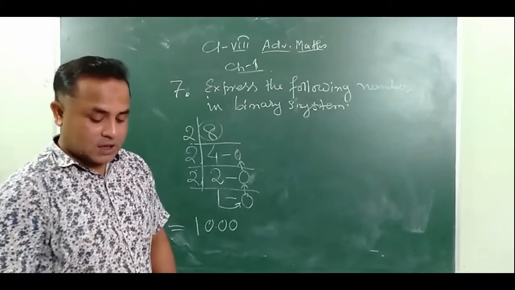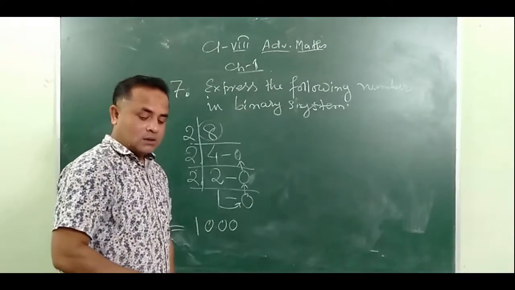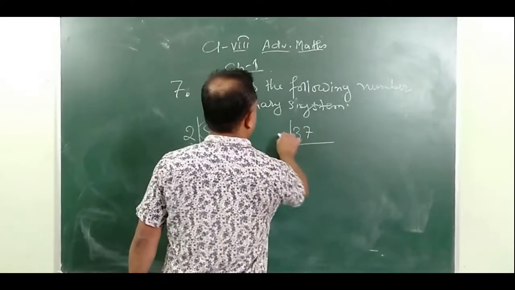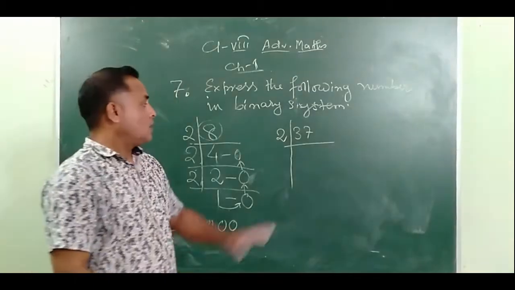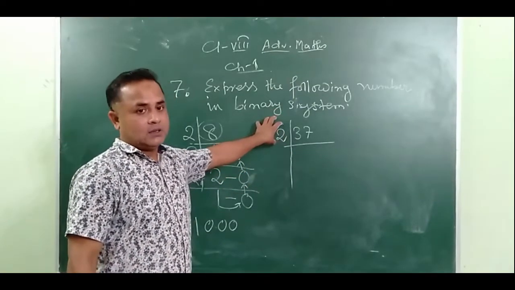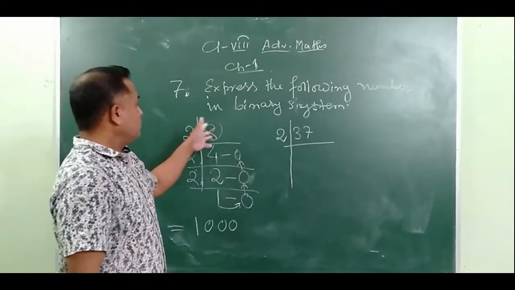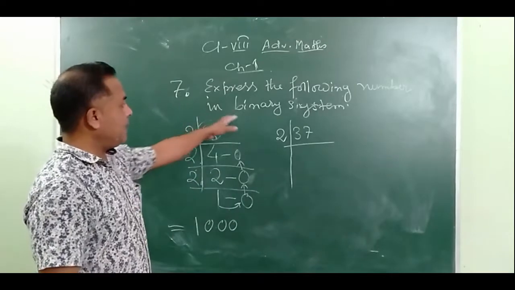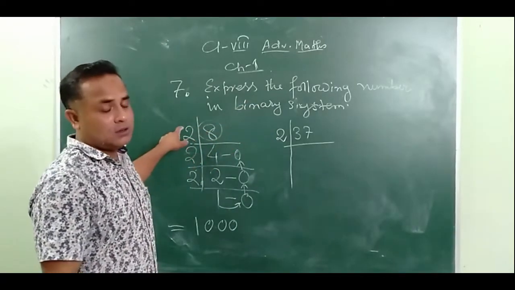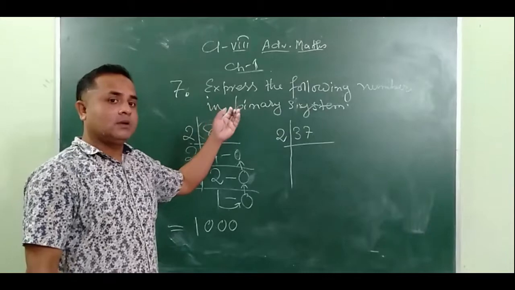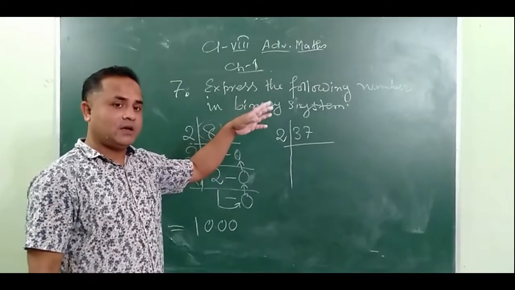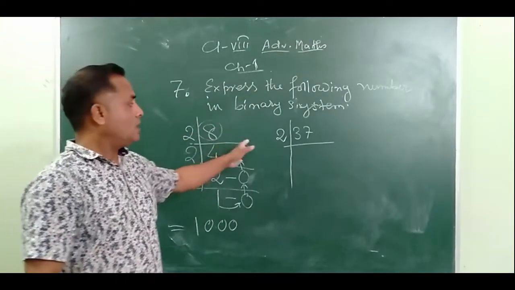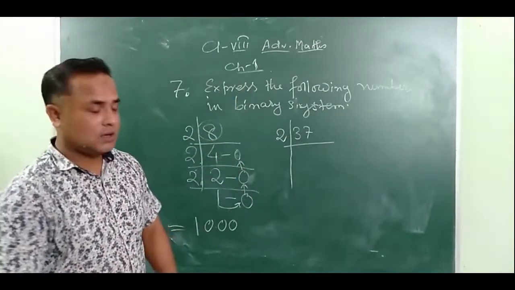Similarly, for your convenience, we will take one number, that is 37. I will divide by 2 because it is binary. Before, base 5, base 6, base 7 was specified in the question, which is why we were dividing by 5, 6 and 7. But in binary, the base is 2, so here we will divide by 2.